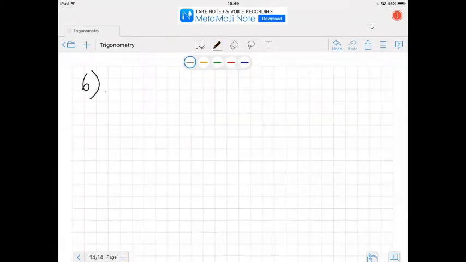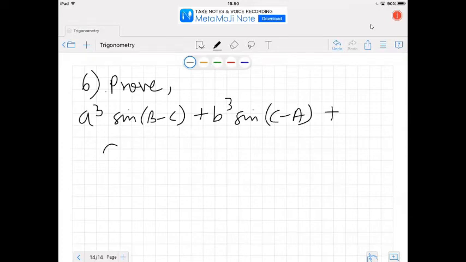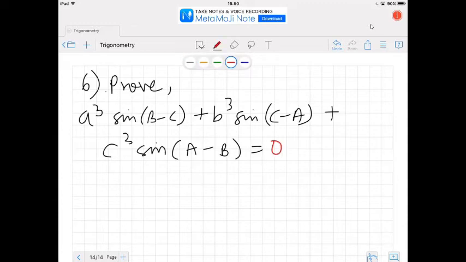So the sixth question, we will see that now. In the sixth question, it says that in triangle ABC, we have to prove that a cube sine of b minus c plus b cube sine of c minus a plus c cube sine of a minus b is equal to 0. Okay, हमें ये prove करना है.